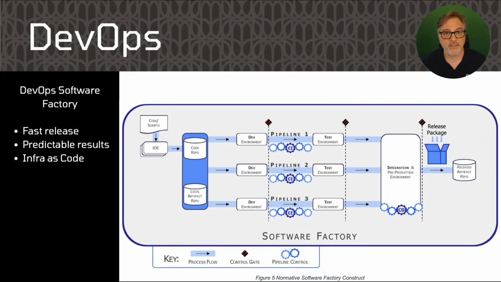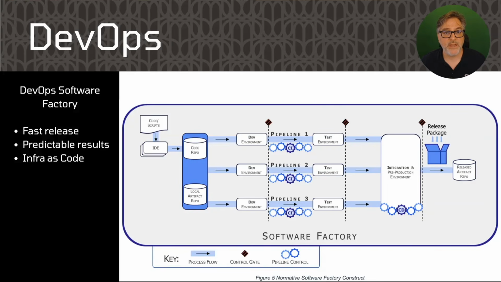Now, as we've discussed, DevOps has enabled fast release of code to market, predictable results, and things like infrastructure as code, where you're able to compose an entire running environment in the cloud, for example, on demand. What does a DevOps software factory really look like? So you start with the code itself, which is here in the top left. The developer is writing the code, and it is typically done within an IDE, an integrated development environment, or it is imported into an IDE.